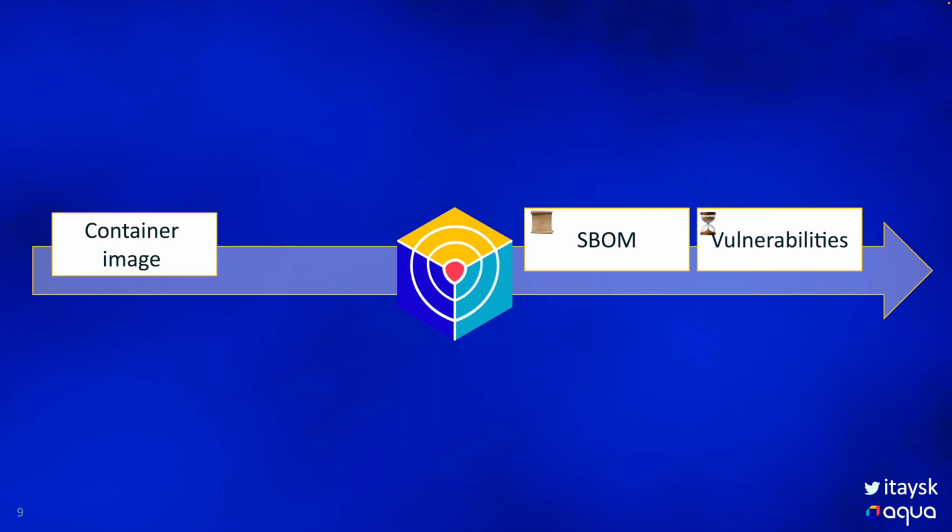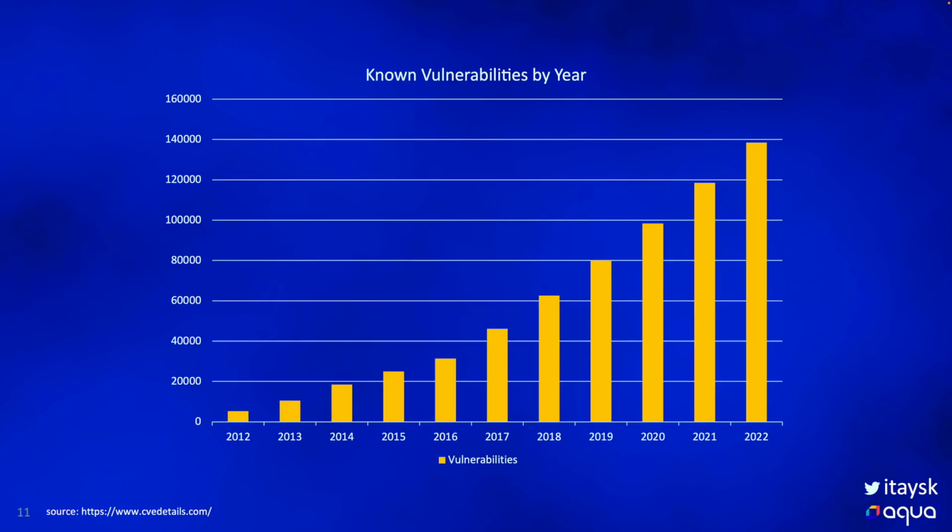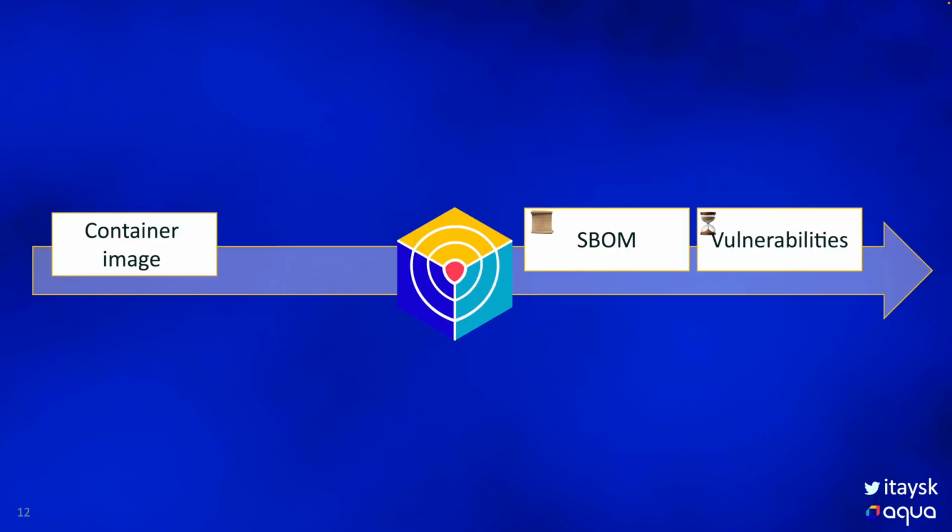So the thing is that vulnerabilities keep being discovered every year, every day, every minute. And this is real data, by the way, that shows how many vulnerabilities there are in any given year. And you can see that there are more and more vulnerabilities being discovered all the time, which means that it's not enough to scan the container image once.